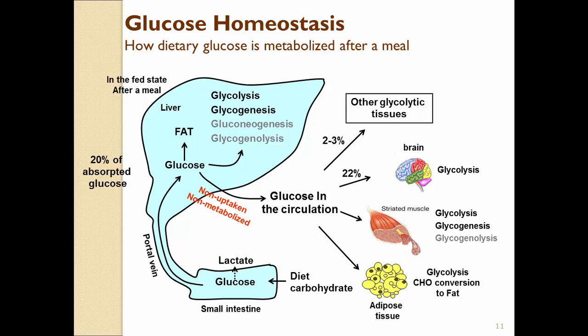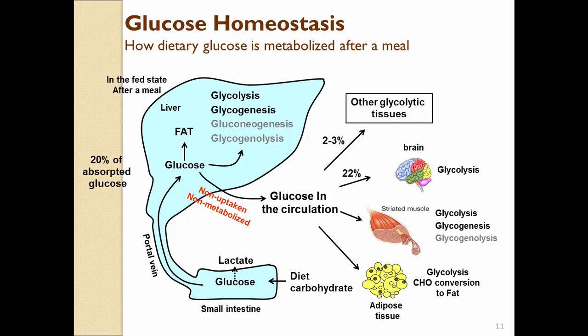So let's talk about how, in the fed condition, our body is able to maintain blood glucose level and not allow the glucose level to be too high after eating, after a meal. So in the fed condition, when we eat food, the carbohydrate in the diet can be digested in the small intestine, right, and absorbed into the body.